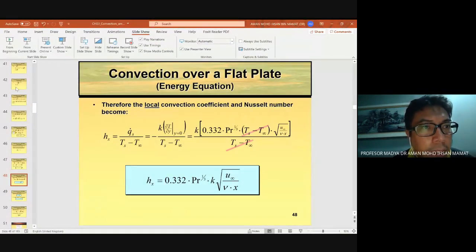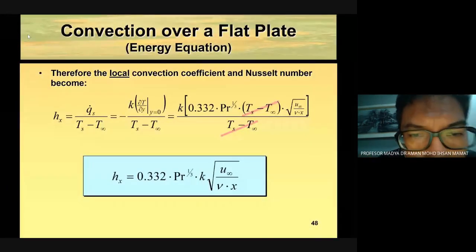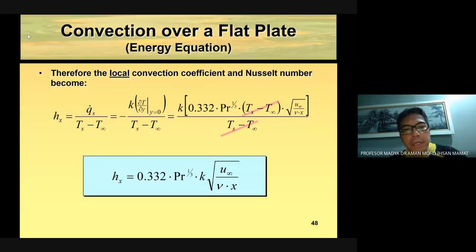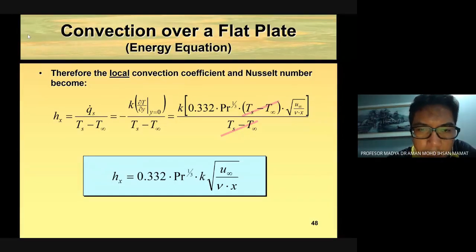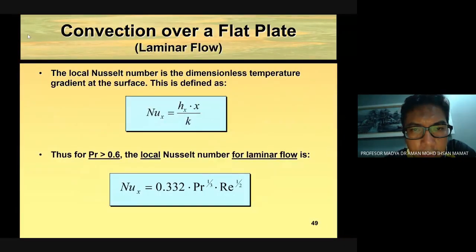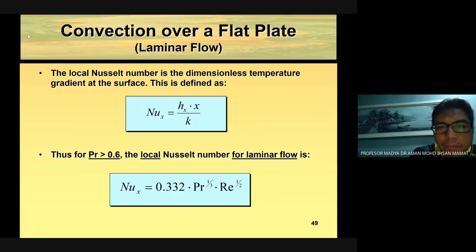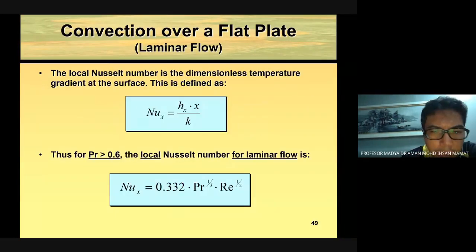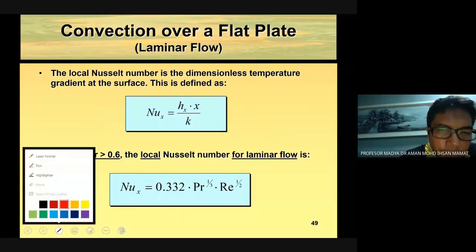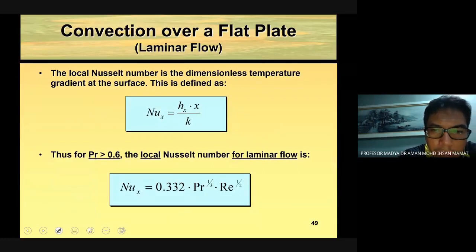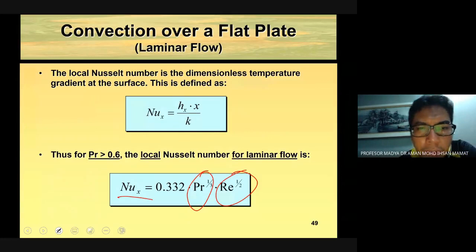So this is the thickness of the boundary layer. Okay, finally you have the correlation for the heat convection coefficients. And then finally, this is the correlation between the Nusselt number with the Prandtl number and the Reynolds number. So this is the correlation where this is the local Nusselt number.